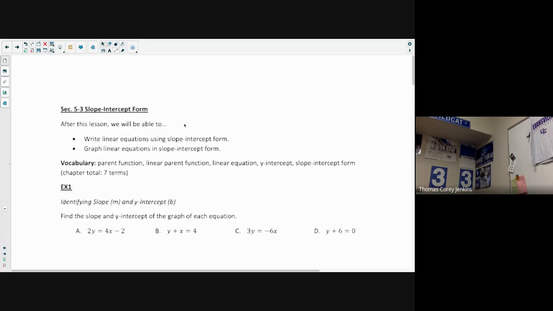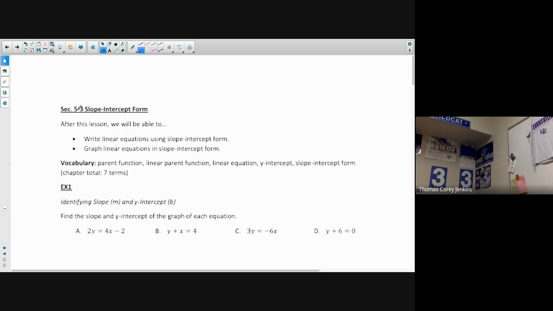Hey guys, Mr. Jenkins back here with our second lesson from chapter 5. Yesterday we did 5.1, which was about slope and rate of change. If you can see there, we're doing 5.3 today, so that means we're skipping 5.2, just getting to the most important stuff. And this is one of those lessons that is very important.